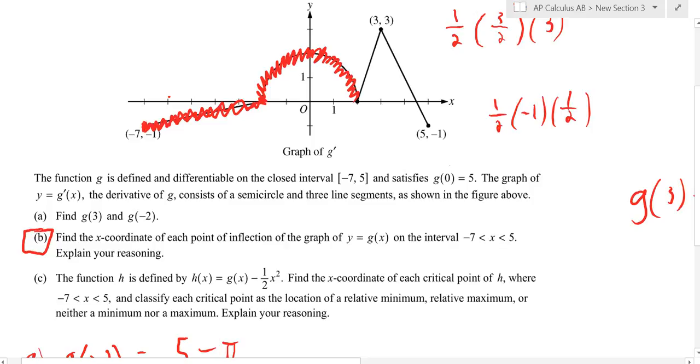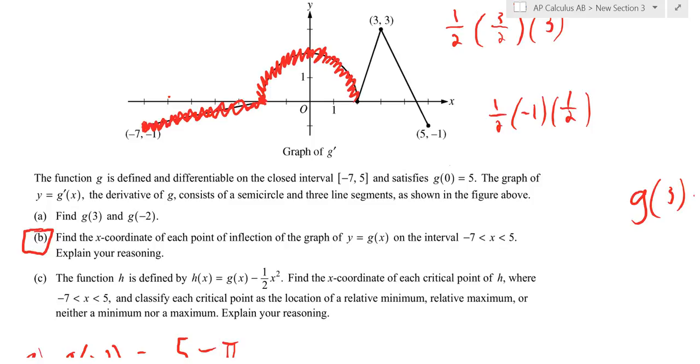Guess what happens at 0? A point of inflection. And when they say explain your reasoning, you just say the rule that we know. There's a point of inflection there because what did g double prime do? It changed sign. Okay? That's all I got to say. There's a point of inflection at x equals 0 on g because g double prime has changed sign.